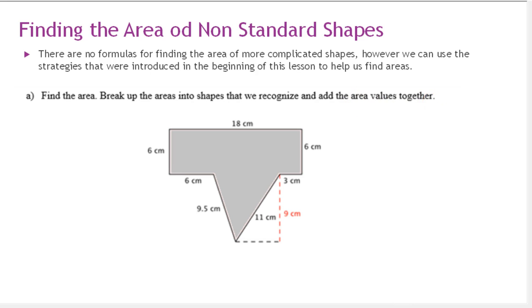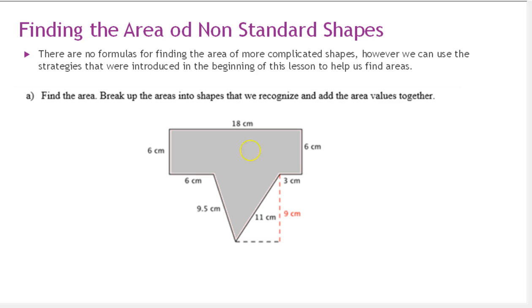We learned a bunch of strategies for finding areas, the adding method and the subtracting method. Here they suggest we use the adding method, so that's what we're going to do. Looking at this figure, there's no formula for it. We could make one, but if we made a formula for every weird shape there was, we'd literally have infinitely many formulas. So instead, we're just going to cut this into shapes we recognize.